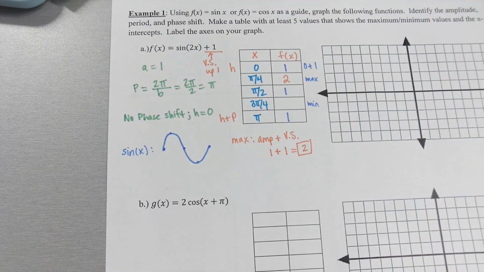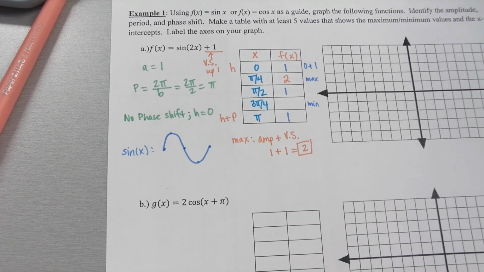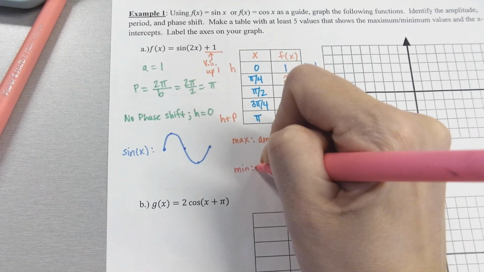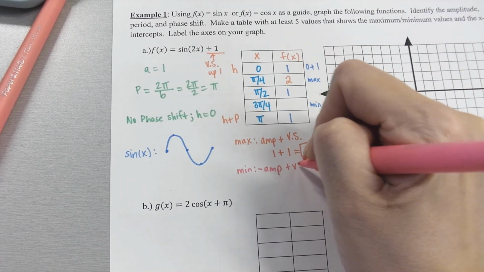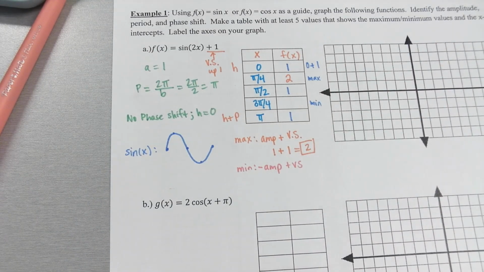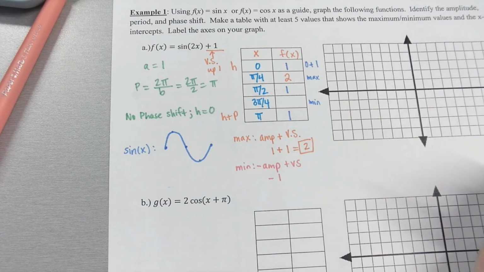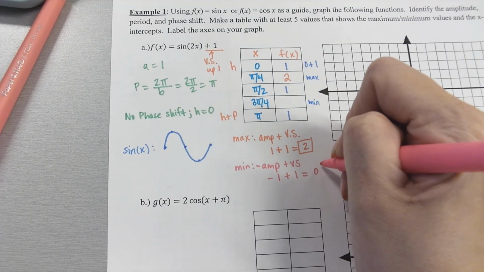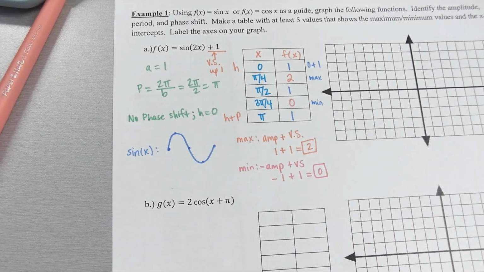The min is very similar, but there are a few differences. For the min, instead of doing the amplitude, you do the opposite of the amplitude, and then you add the vertical shift. If your amplitude is 1, the opposite is -1. Your vertical shift in this case is +1. When you add those together, you're going to get 0. So that's our new minimum.